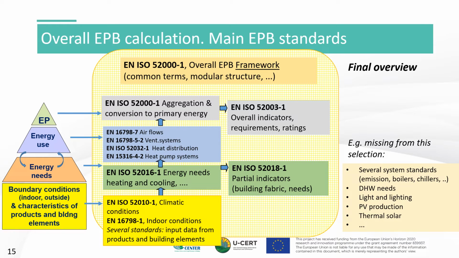So missing from the selection are several system standards on emission, boilers, chillers, etc. Also domestic hot water needs, light and lighting, PV production, thermal solar, etc. The justification for not including these standards is also because, thanks to the modular approach, it is not difficult to plug in the calculations according to these standards in the total set of standards, while these selected standards have many interactions and are also the most important ones for the overall calculation.